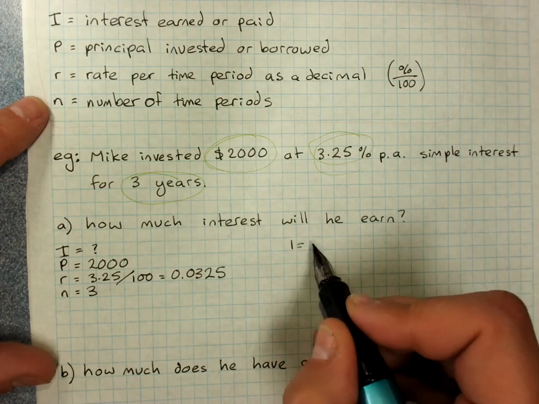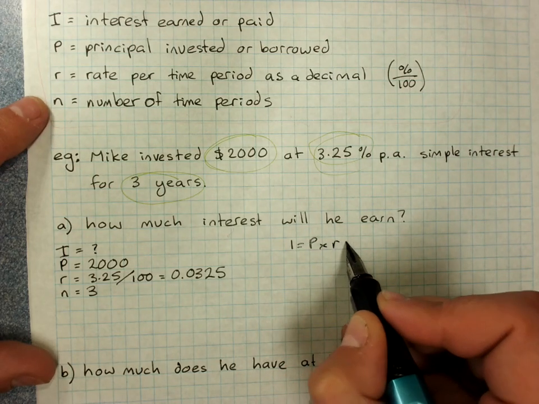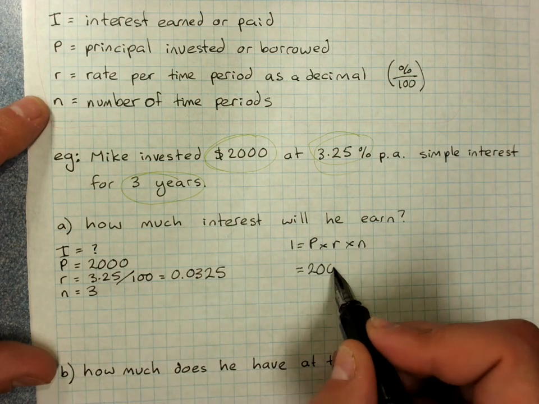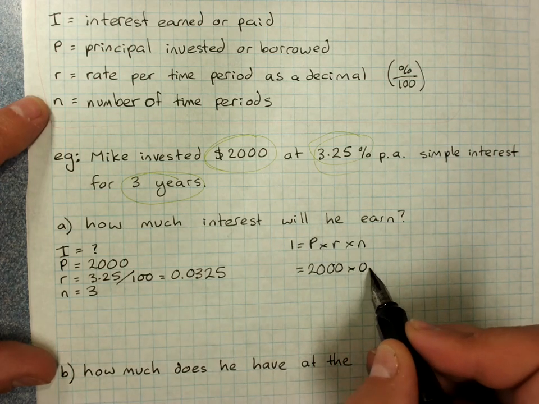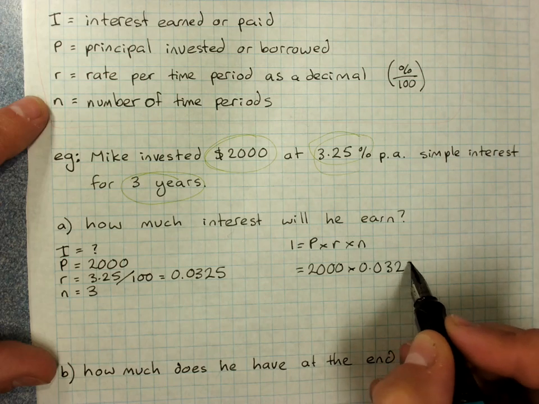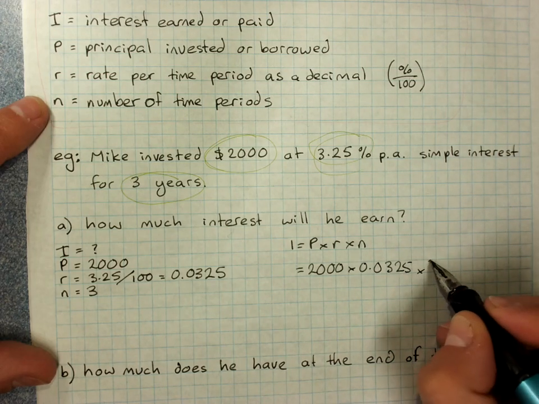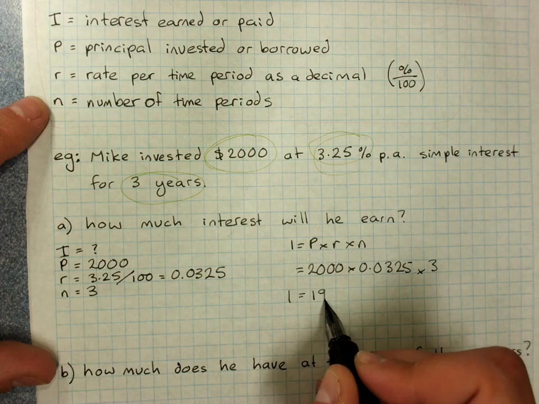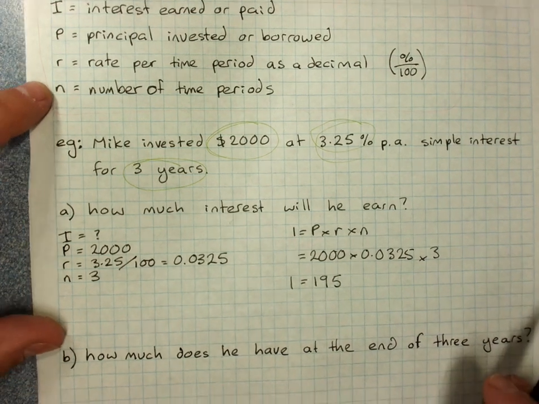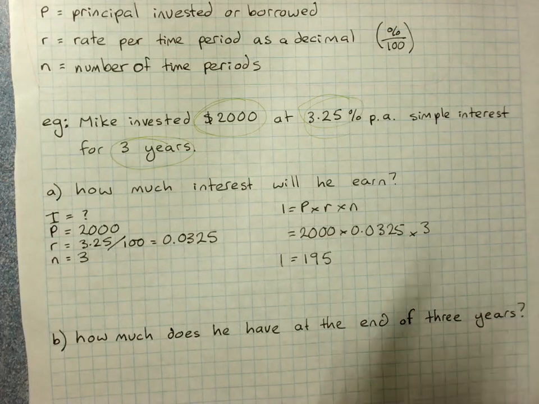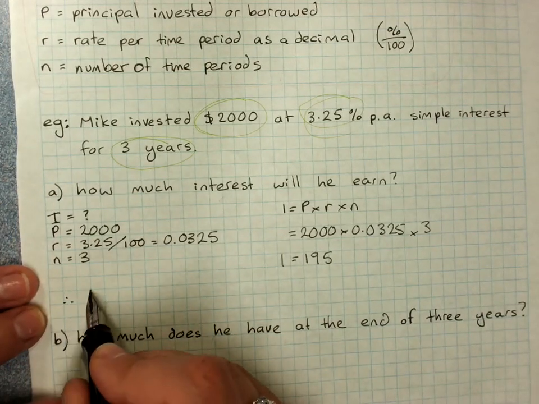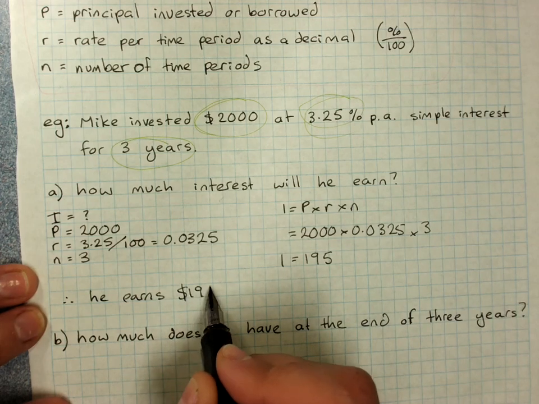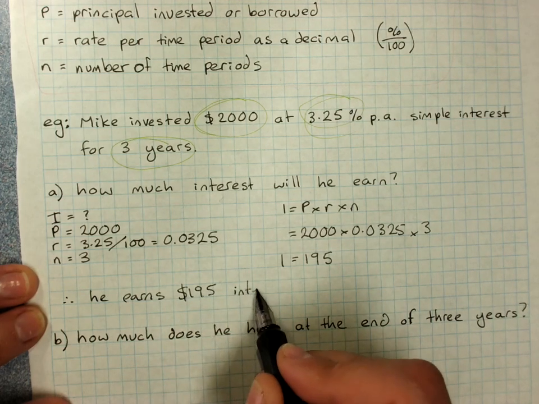We write our formula, I equals P times R times N, substitute in our values, 2,000 times 0.0325 times 3, type it into our calculator, and that's 195. Therefore, he earns $195 in interest.